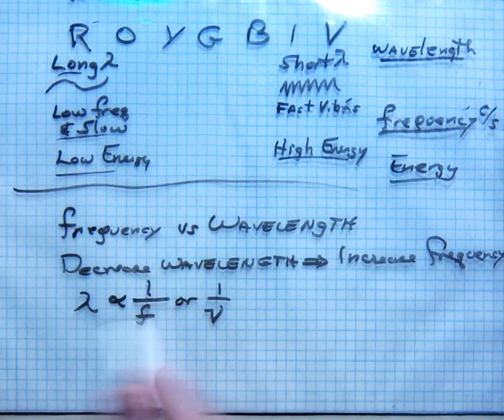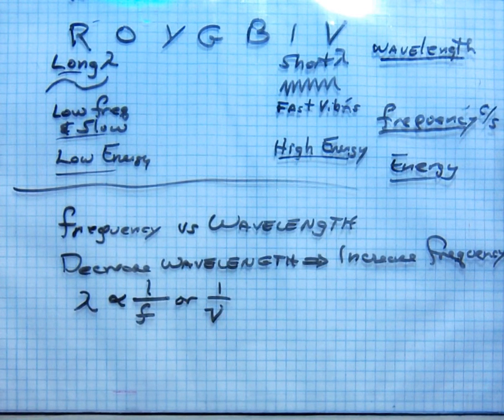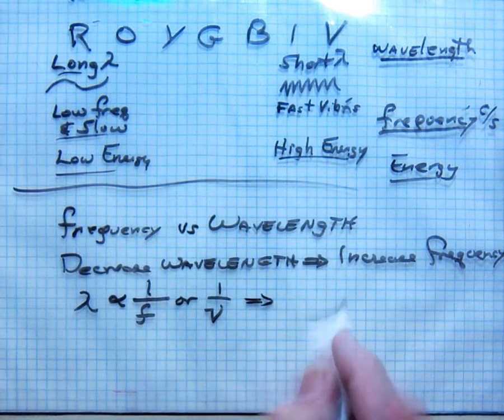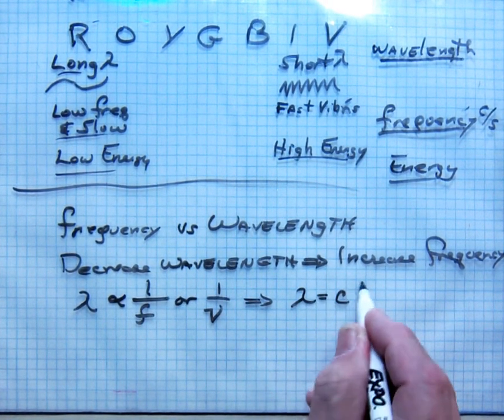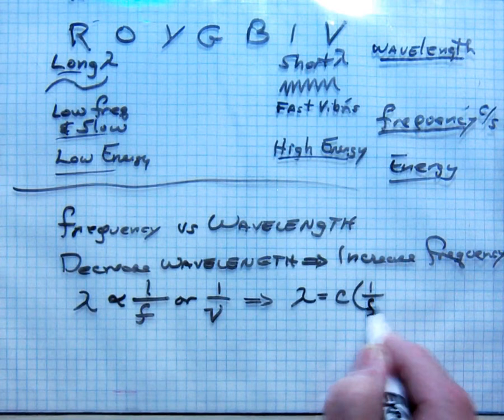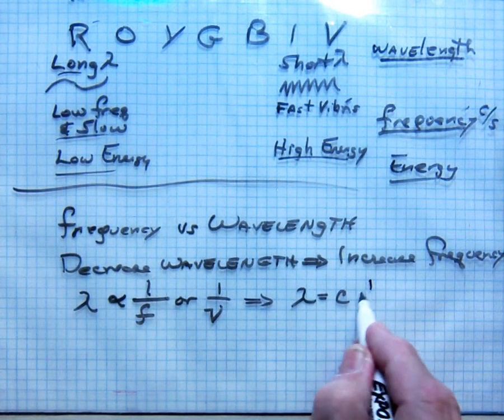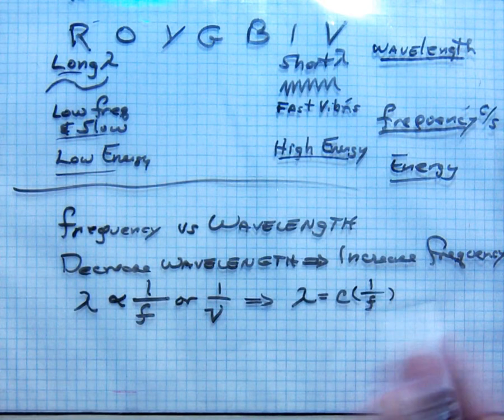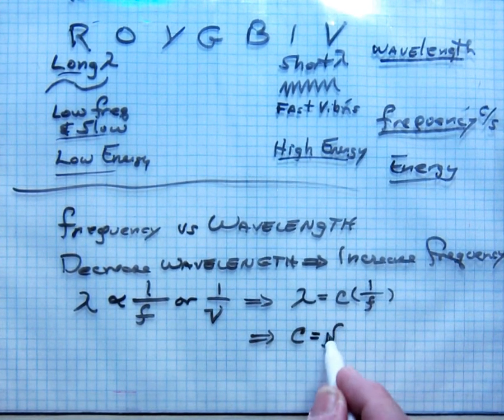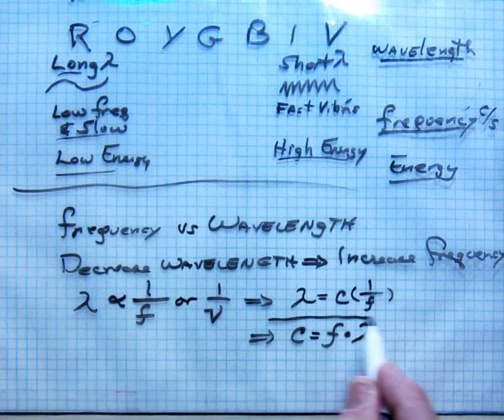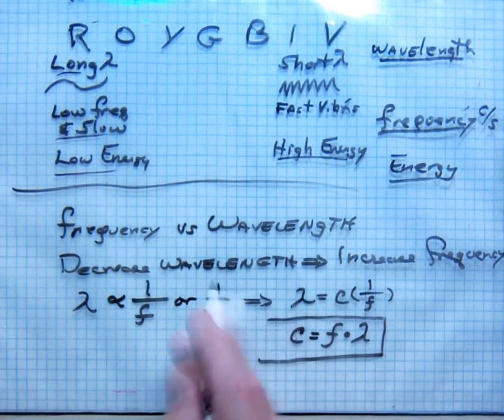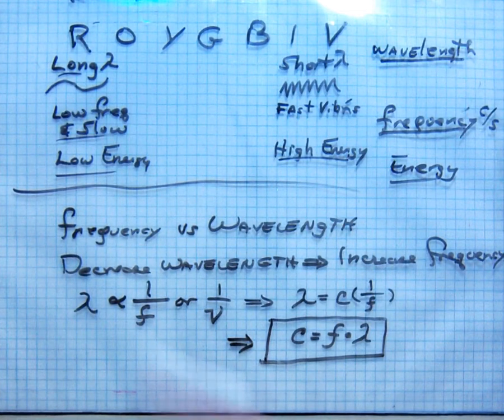Okay. In order to connect these two, we put in a proportionality constant. It turns out the proportionality constant for the relationship between frequency and wavelength is the speed of light. It's a constant. So we could have lambda is equal to c times 1 over frequency. And this then, c is equal to frequency times wavelength. So this is the first equation that you need to memorize, be aware of, and use. You'll be given a wavelength and have to calculate a frequency, or given a frequency and have to calculate a wavelength. We'll do that right now.